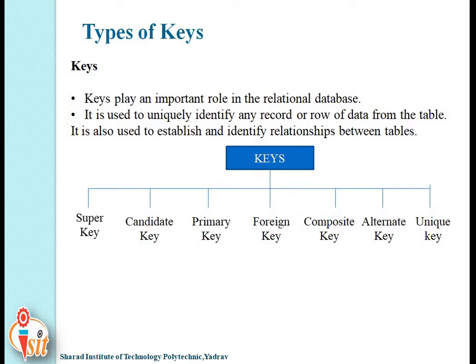The answer is here. Keys are a very important part of the relational database model. They are used to establish and identify relationships between tables and also to uniquely identify any record or row of data inside a table. You can say a key can be a single attribute or a group of attributes where the combination may act as a key. This video is all about the different keys in relational database management system.